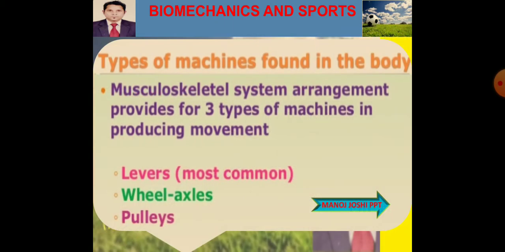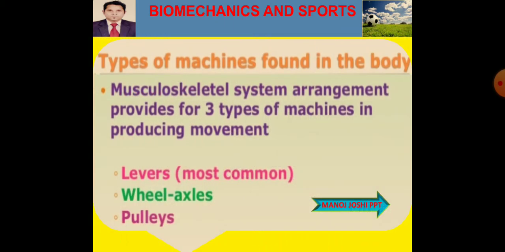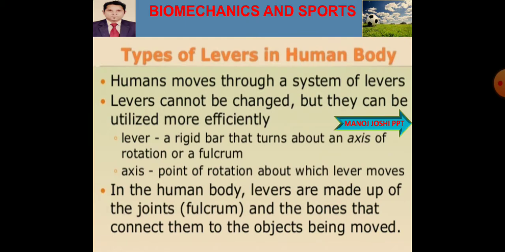These types of levers are found in our body. The musculoskeletal system arrangement provides three types of machines in producing movement: lever, very common, wheel and axle, and pulleys. These all work as a lever. Types of levers in the human body. The human body moves through a system of levers. Levers cannot be changed, but they can be utilized more efficiently.